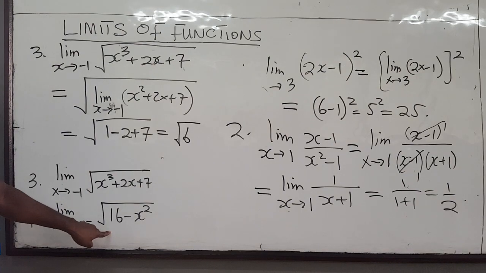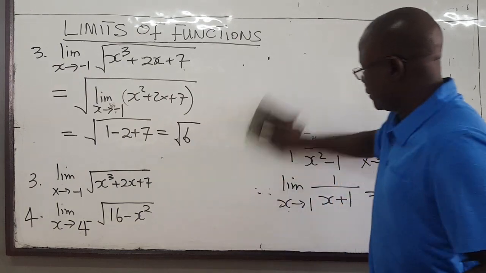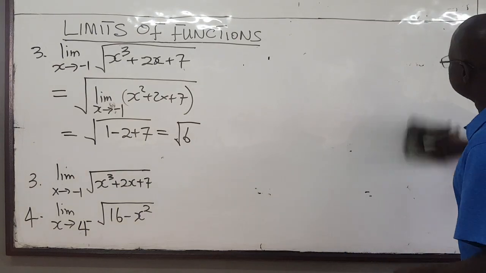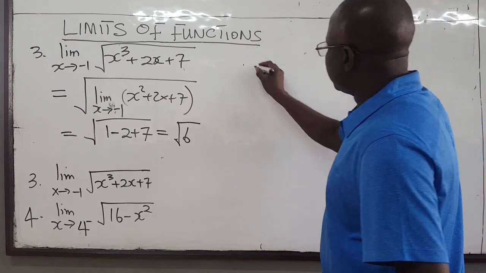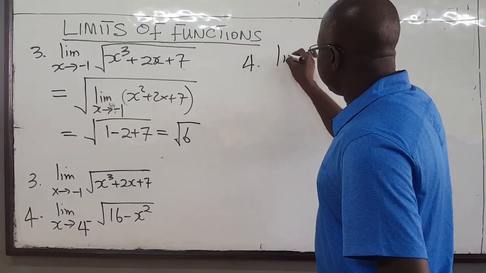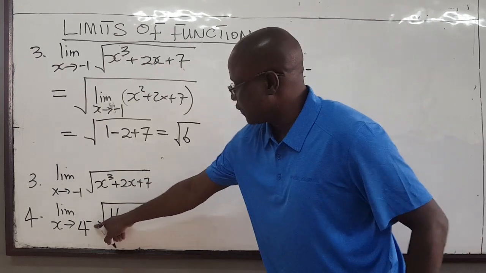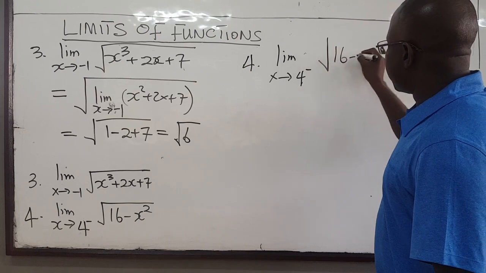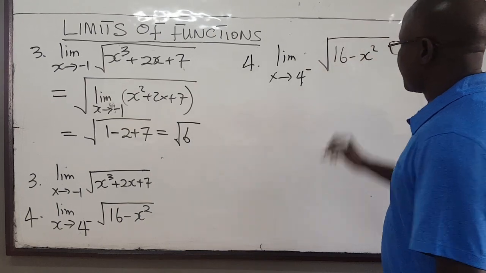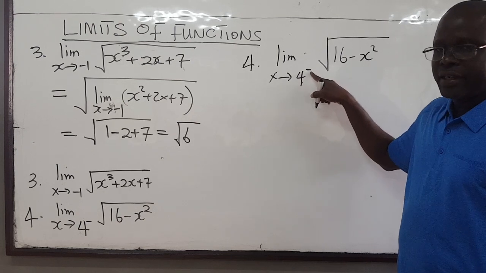And then we do this last one. It says we want to find the limit as x approaches 4 from the left hand side of the square root of 16 minus x squared.